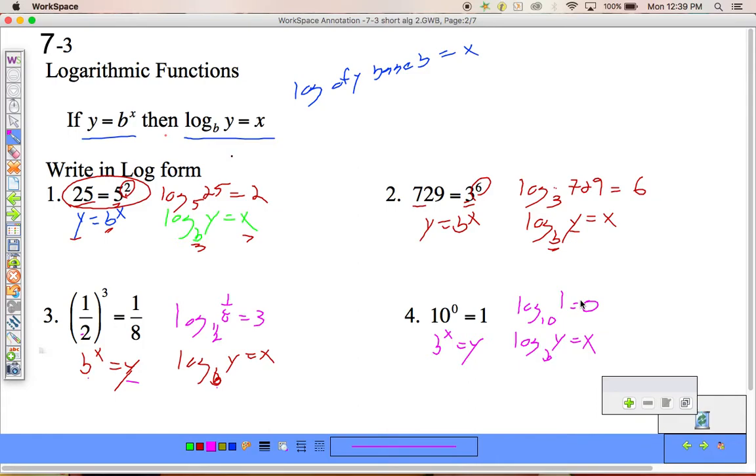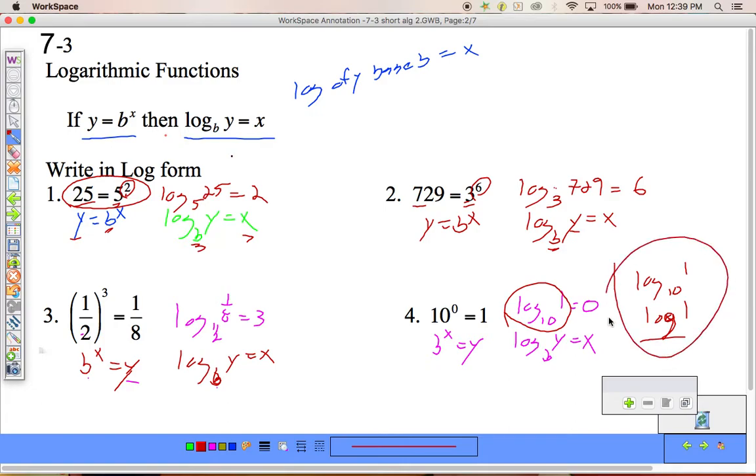All right, what you need to understand, and you may see this, log base 10 is the same for this problem as just the log of 1, right? When you work these, a log base 10 is the same as just a log. If it doesn't have a base, it's automatically a base 10. So log base 10 and log are the same.